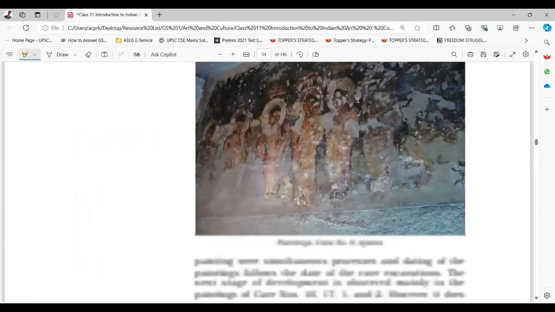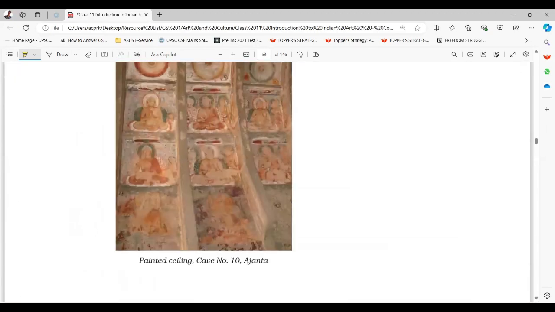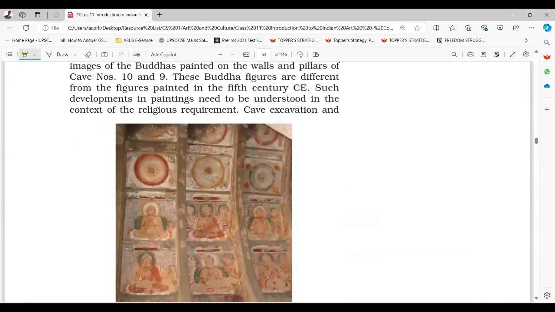Here you can see the paintings, cave number 9, Ajanta. Here you can see painted ceiling, cave number 10, Ajanta.